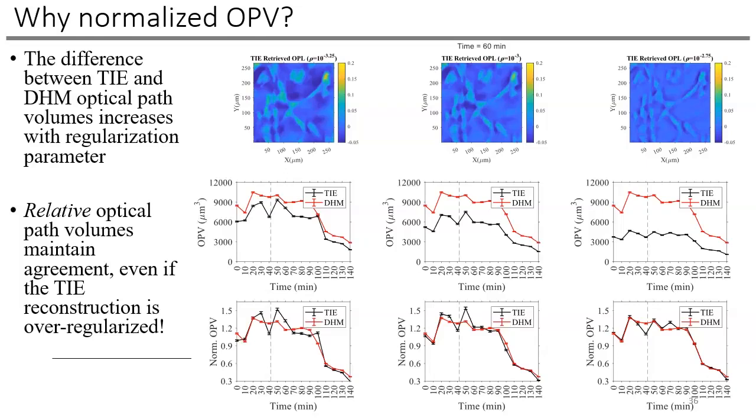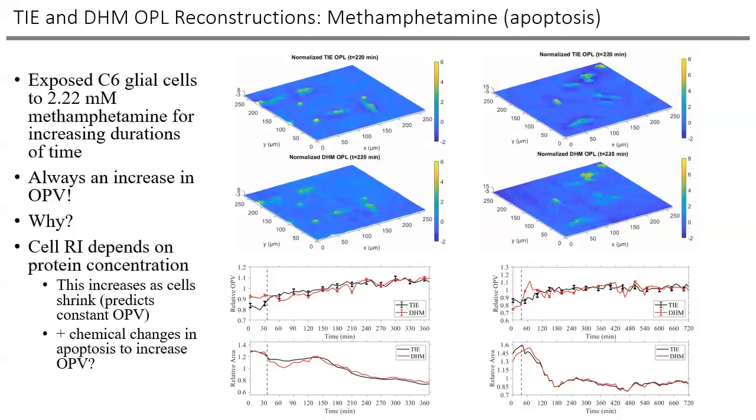We then applied this to methamphetamine-induced apoptosis. They went through a lot of work that I'm not going to go into on figuring out the dose that would induce apoptosis without just causing the cells to explode.